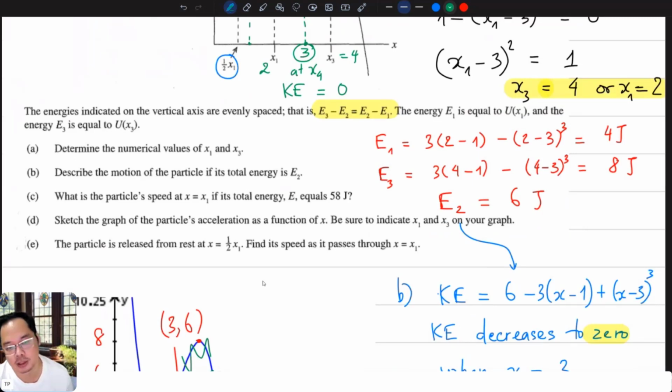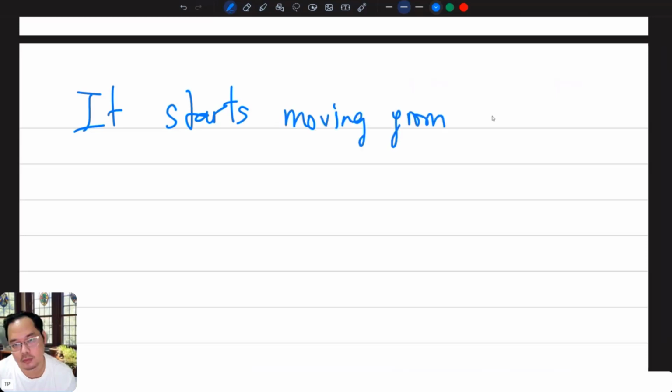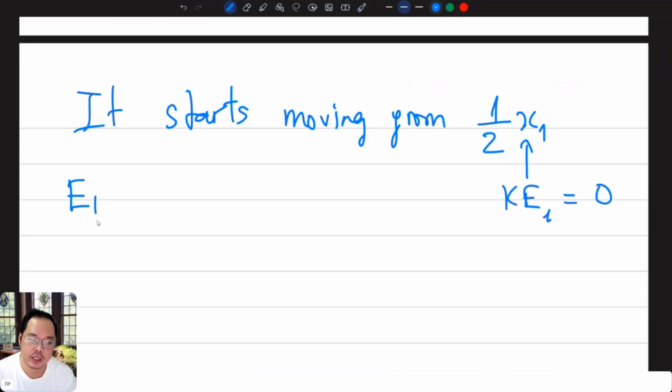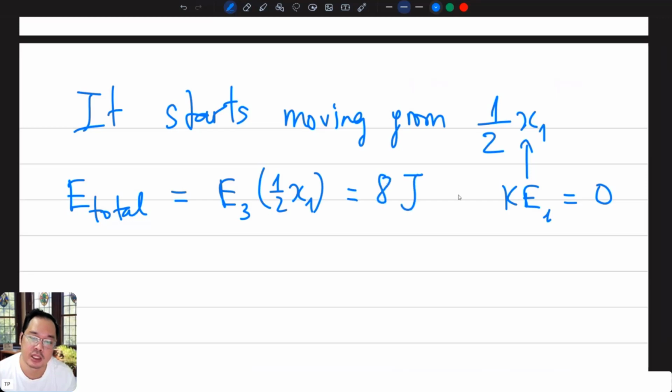Released from rest. Okay, it is released. It starts moving from x equal 1/2 x1. So the kinetic energy there is 0, and therefore the total energy is equal to the potential energy at that point, which is E3 at 1/2 x1, which is A joule that we calculated in question A. Okay, total energy is that.